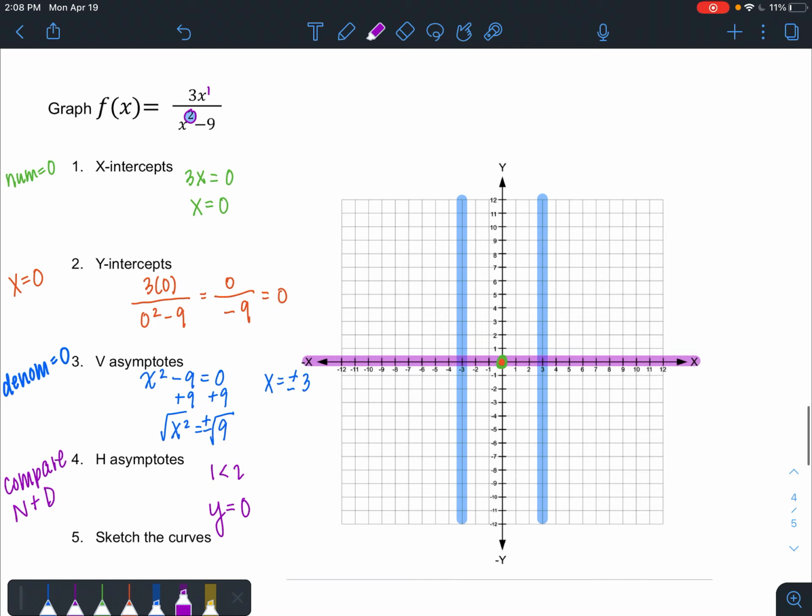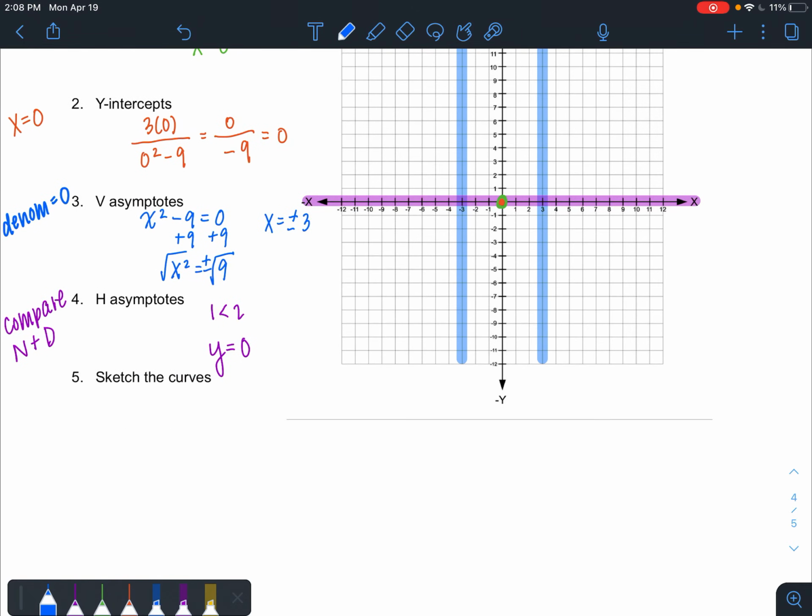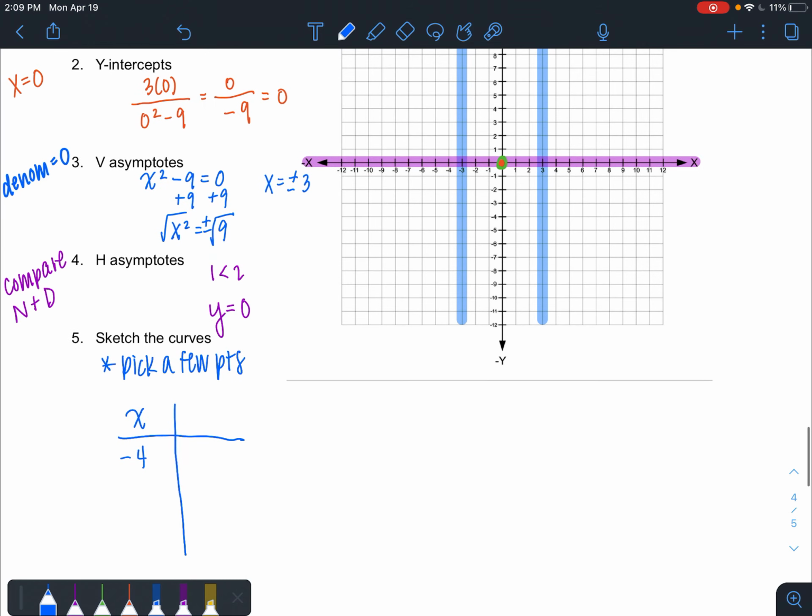Okay, and we don't really know what to sketch. There's not a lot to go off of. So what we're going to do is plot a few points. I'm going to pick a point for x and y. I'm going to put this down here so you guys know where to put it. So to sketch the curves, let's pick a few points. So let's do x is -4, x is 1, and x is 4.